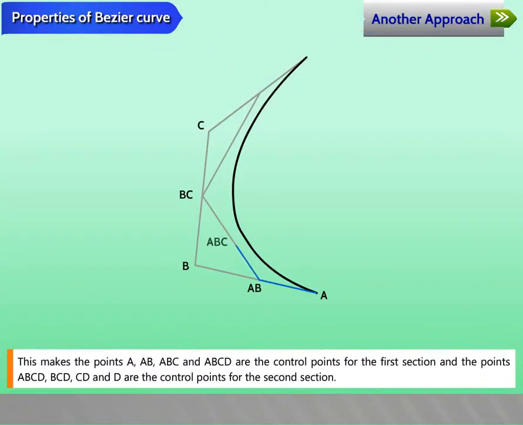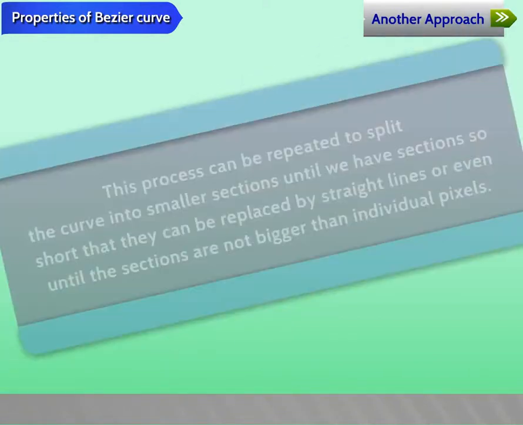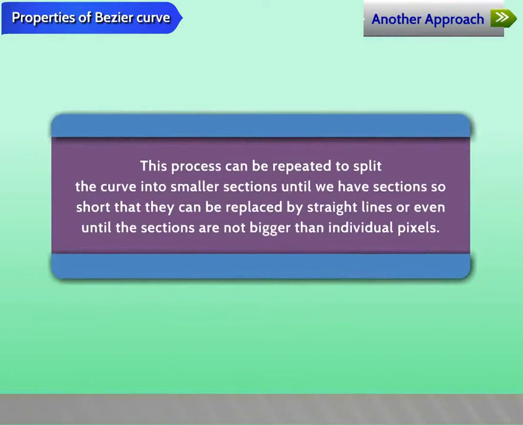This makes the points A, AB, ABC and ABCD the control points for the first section, and the points ABCD, BCD, CD and D the control points for the second section. By considering the 2 sections separately, we can get 2 more sections for each separate section, that is, the original Bezier curves. This process can be repeated to split the curve into smaller sections until we have sections so short that they can be replaced by straight lines, or even until the sections are not bigger than individual pixels.